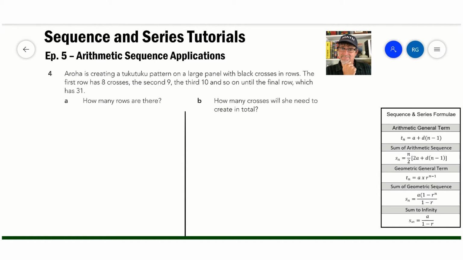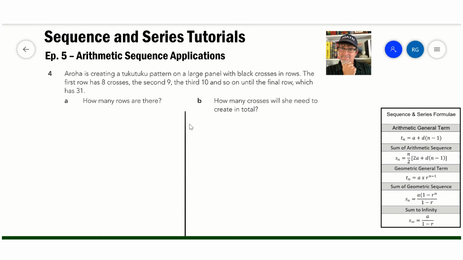The first row has 8 crosses, the second 9, the third 10, and so on until the final row, which has 31. Part A asks how many rows are there, and Part B, how many crosses will she need to create in total. Okay, so for A, how many rows are there?